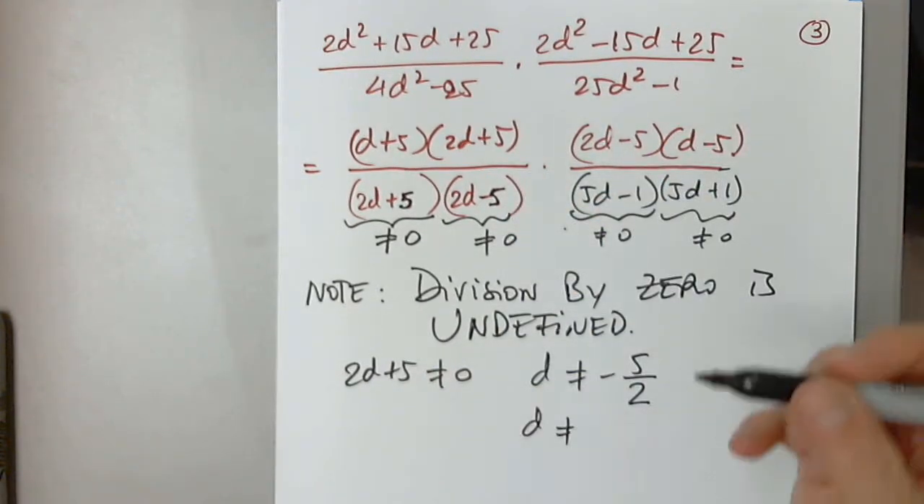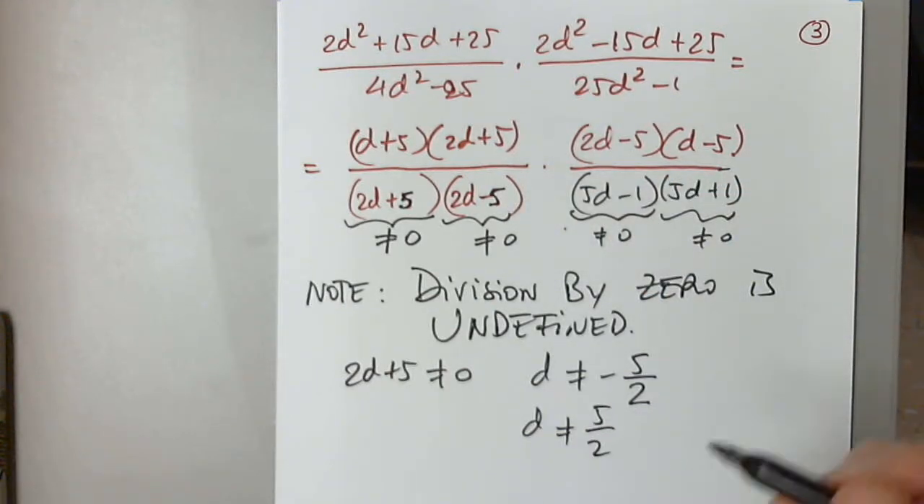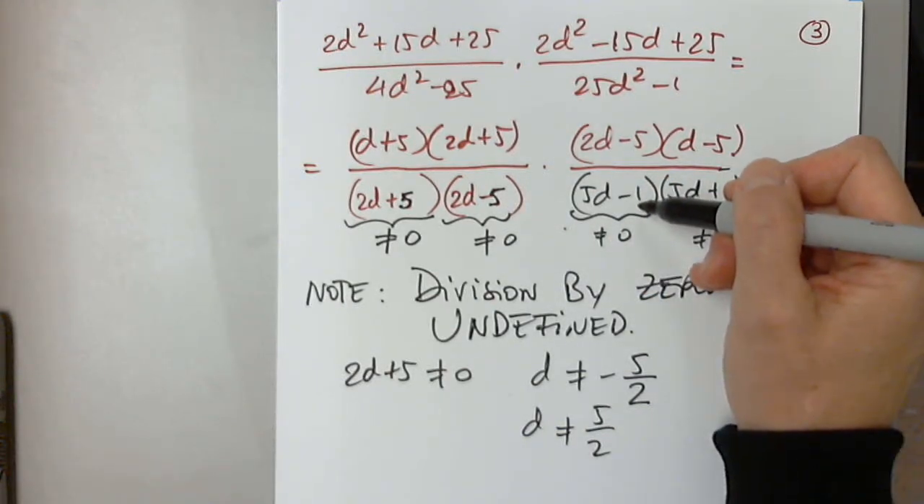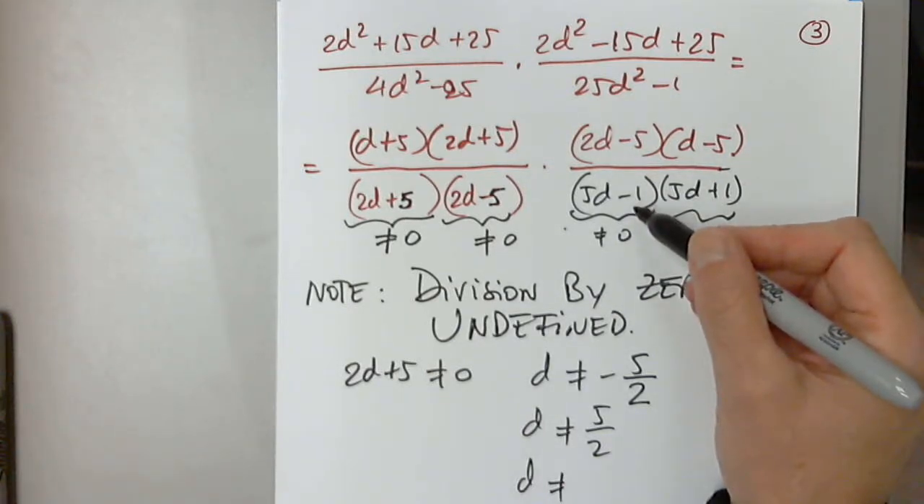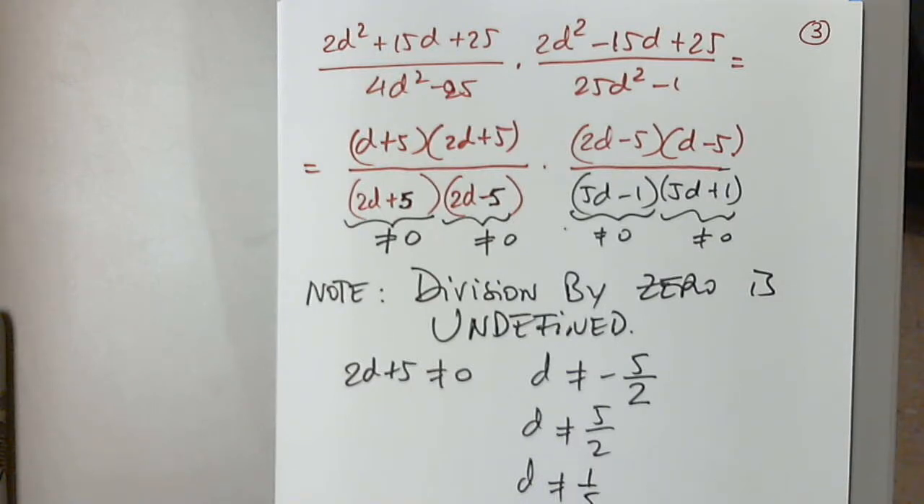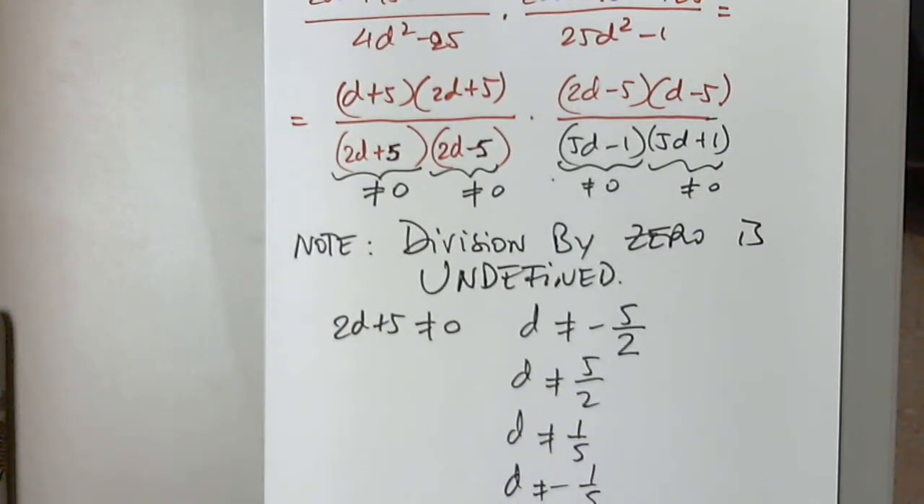D not equal 5/2. D not equal for the next one. Very good. And the last one, D not equal? Yes. Do not be shy, please. Let me know if you have any questions on this. Do we understand? We move the free term and we divide by the leading coefficient.